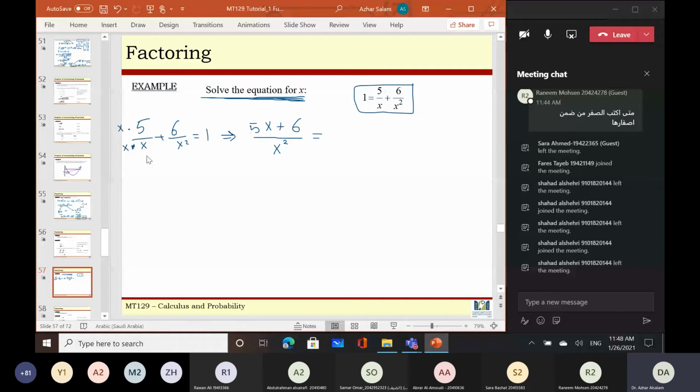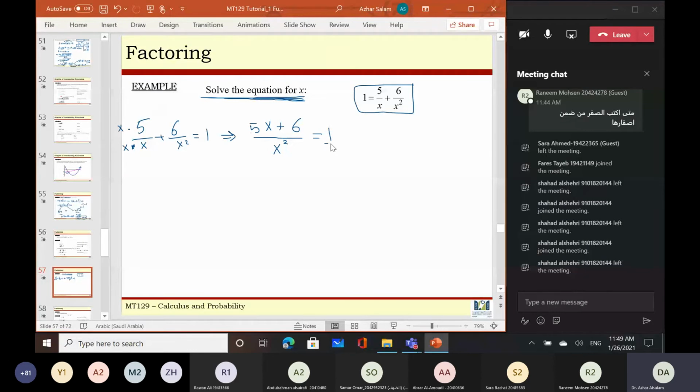كيف أوحد المقامات؟ أوجد العامل المشترك أو المضاعف المشترك الأكبر، اللي هو الإكس تربيع. أوكي؟ إكس تربيع هو المضاعف المشترك. أقدر إني أضرب الإكس في إكس عشان أحصل على إكس تربيع. معناته الإكس تربيع هو المقام المشترك. بما أني ضربت هذا المقام في إكس أيضا أضرب البسط في إكس فأحصل على 5x. 5x plus 6 over x squared equals 1. Now I have only one quotient, one rational here equals to 1.